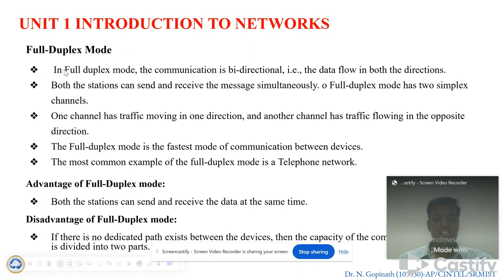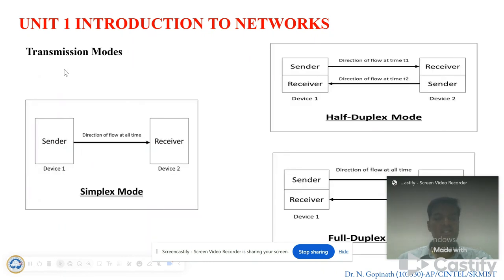Advantages: both the stations can send and receive the data at the same time. Disadvantages: if there is no dedicated path between the devices, then the communication is not possible. Here is a diagrammatic representation of the three different types of transmission modes.